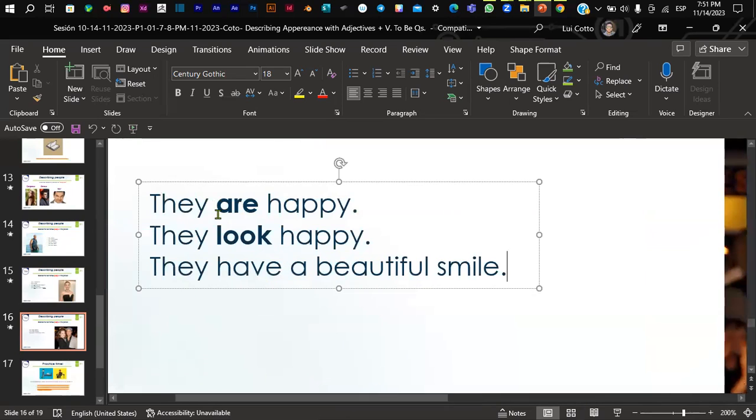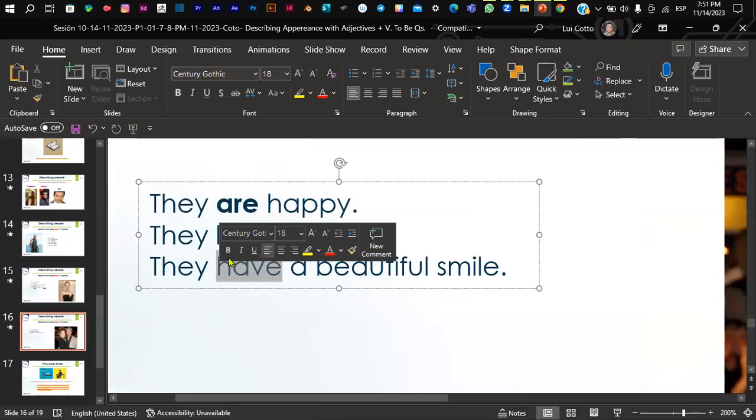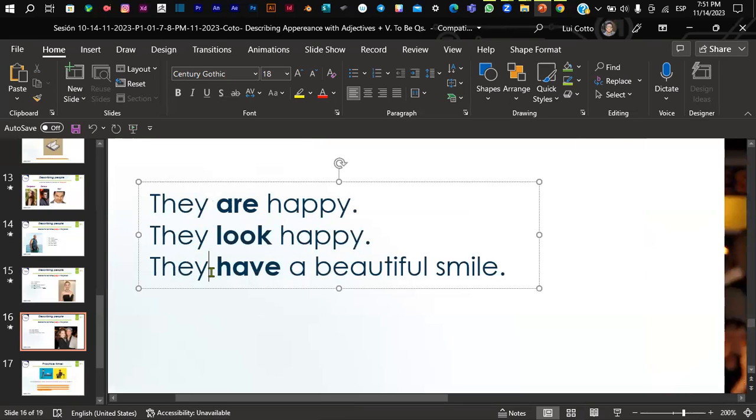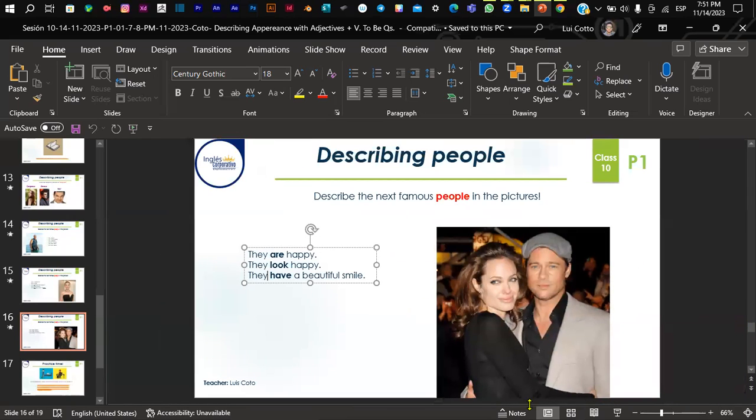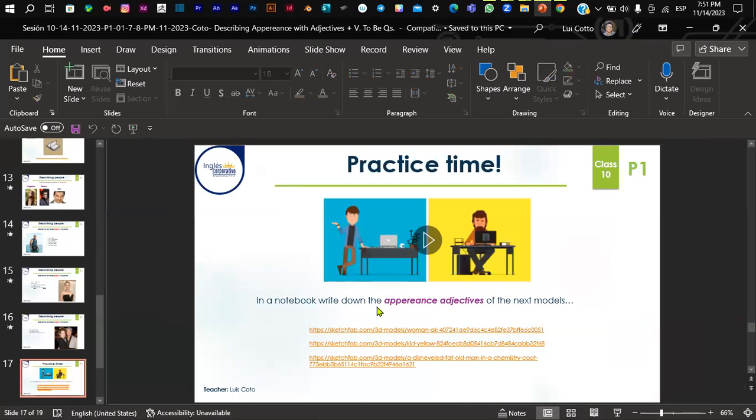Puede usar different verbs. Verb to be, the verb look, or the verb have. The verb have. To describe people appearance. It can be appearance or personality. It can be both. Las dos pueden ser. Okay. Let's check. Next. Okay, very good.